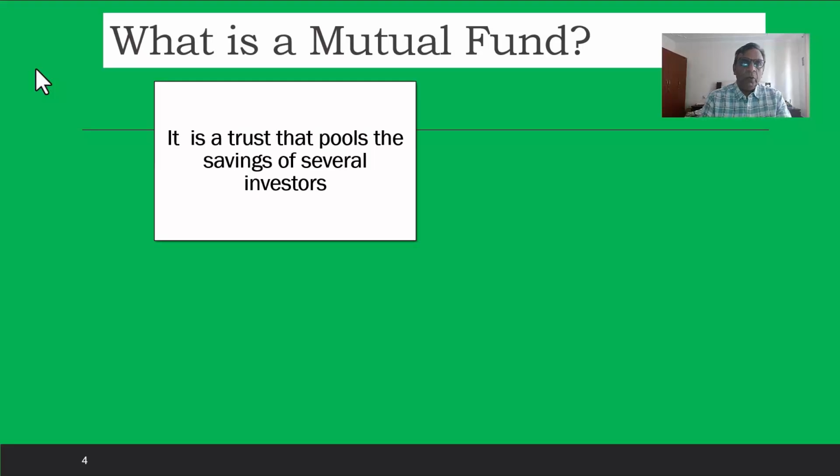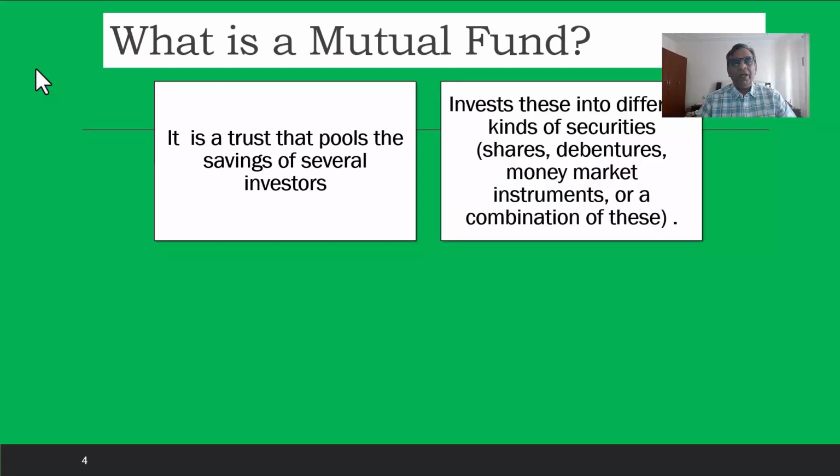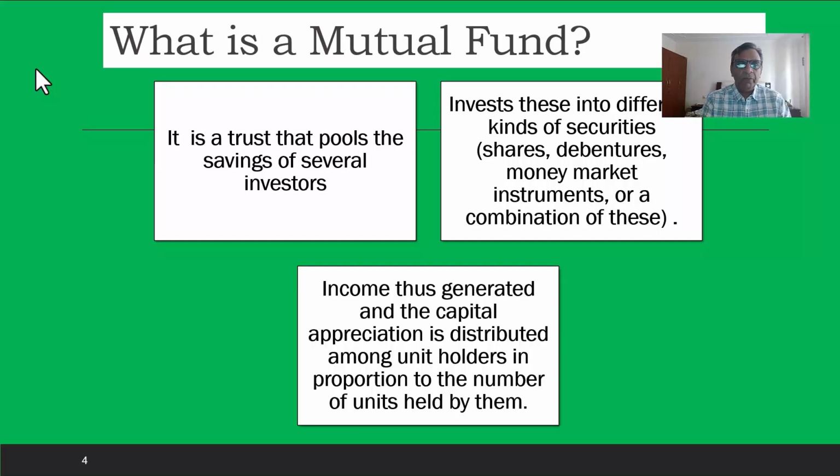So now we are going to talk about what mutual funds are. We all know that it's a trust that pools the savings of several investors. Basically, it's a form of trust where several investors pool their money and give it to the mutual fund. They invest into different kinds of securities: shares, bonds, debentures, money market instruments, or a combination of any of the above. Now, whatever income is generated out of these securities in the form of capital appreciation, interest or dividend is distributed back among the unit holders in proportion to the number of units held by them.